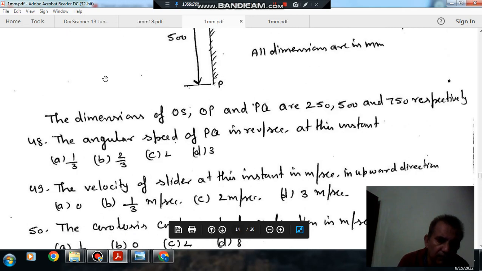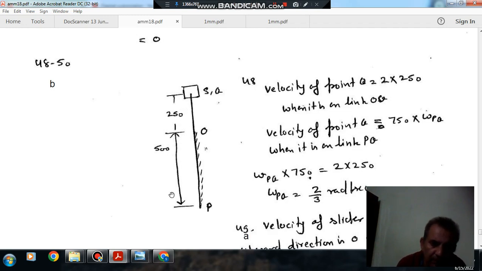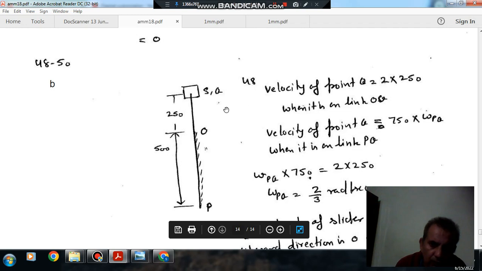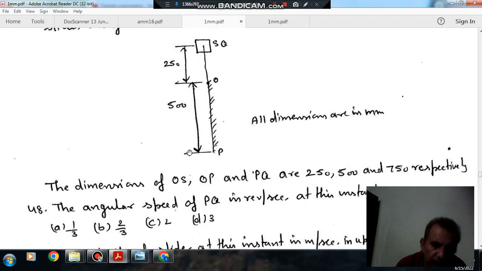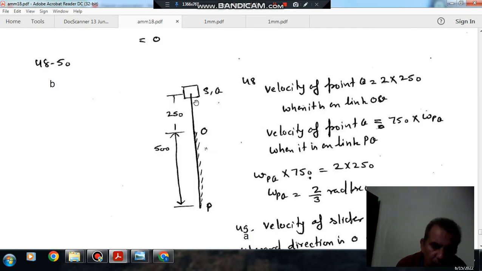So here this is the topmost point and this is your O, Q is your crank and S is your slider and PQ is your connecting rod. This is your 250 mm, this is your 500 mm. Okay, so angular velocity of crank is given, 2 revolution per second, and length of crank is 250. So velocity of point Q is angular velocity of OQ into 250, that is 2 into 250, that is 500.